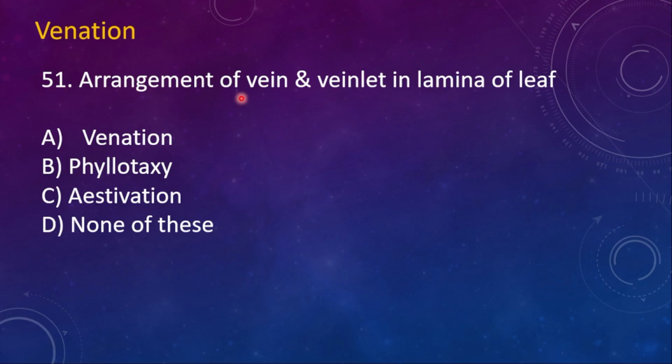So 51. Arrangement of veins and veinlets in lamina of a leaf is called what? A. Venation, B. Phyllotaxy, C. Aestivation, D. None of these. So option A, venation is correct. Phyllotaxy is the arrangement of the leaves on a stem, and aestivation is the arrangement of petals in a flower.